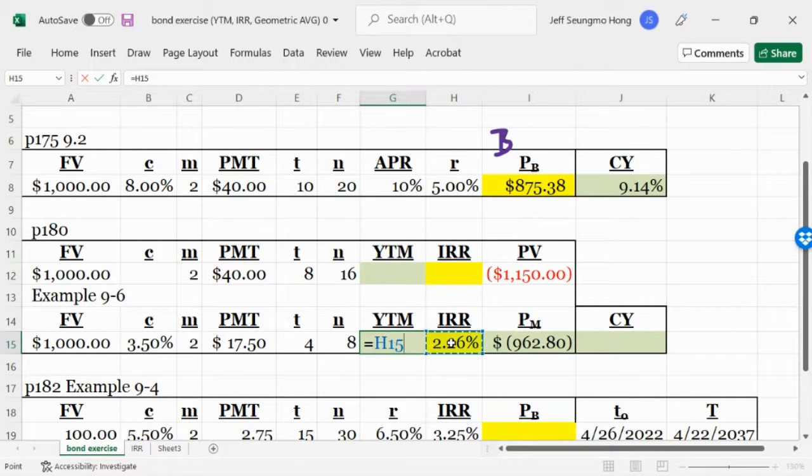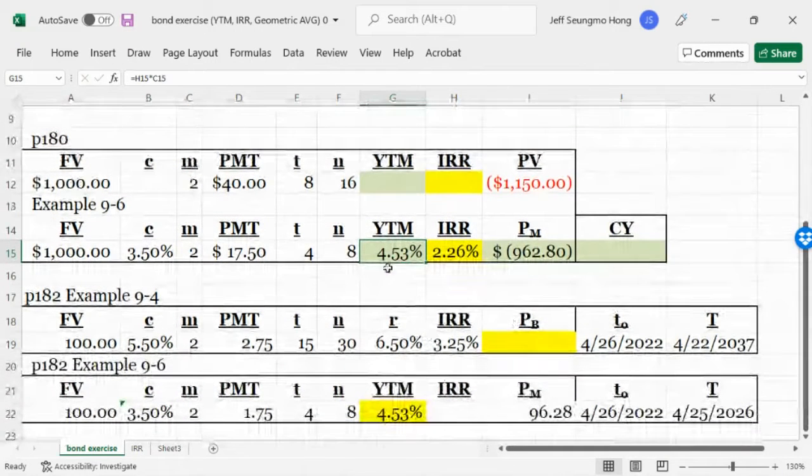Whole year rate, we just multiply by 2. And then we get exactly the same number, 4.53, right? So that's how you find yield to maturity, either by the yield command or the rate command.